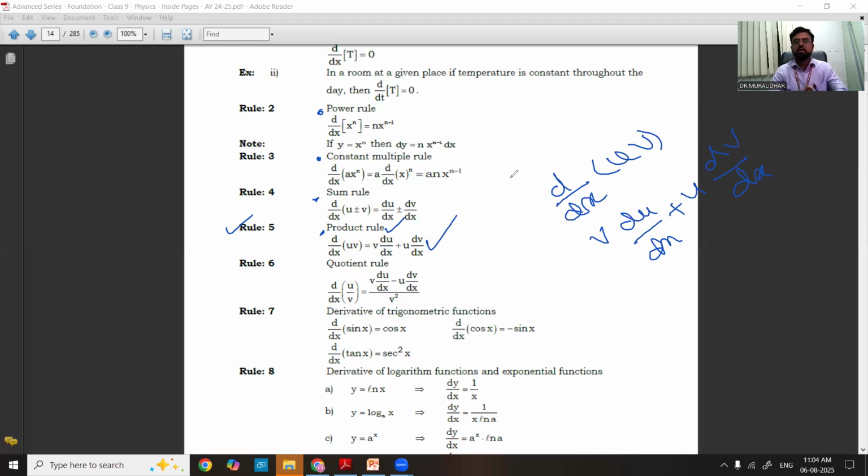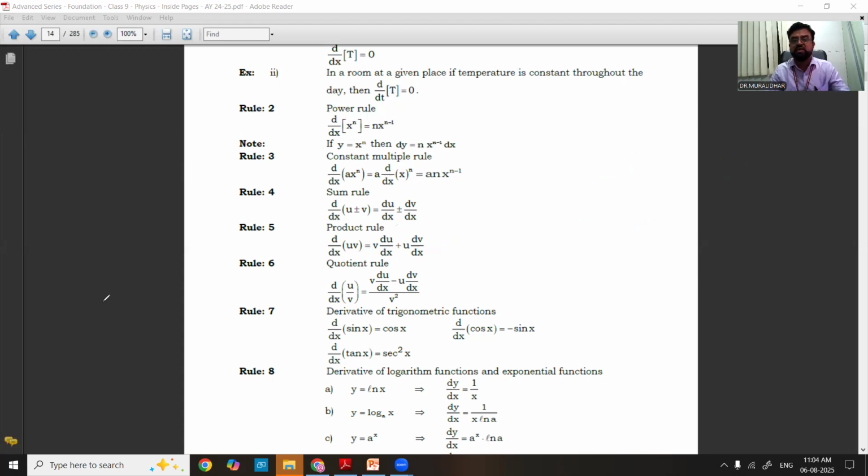Simple way. When there is a multiple, the derivative of a product is given like this: first v into du by dx plus u dv by dx. That is derivative rule 5. So all you need to practice and remember, so that it is helpful for you in the higher classes, even in the IIT also. It looks very tough, but if you learn the rules, it becomes easy and you can write the derivative of anything.